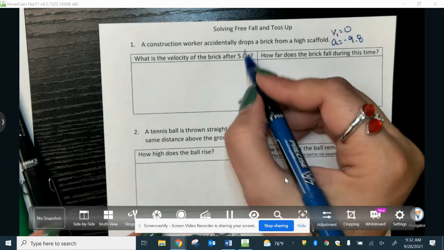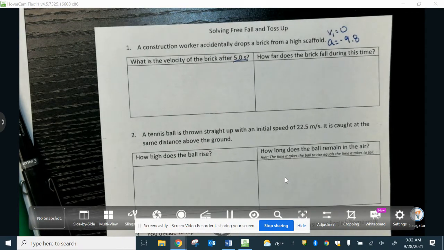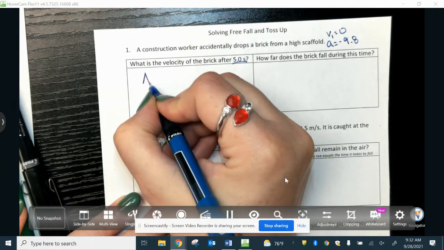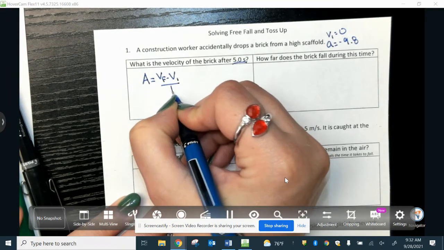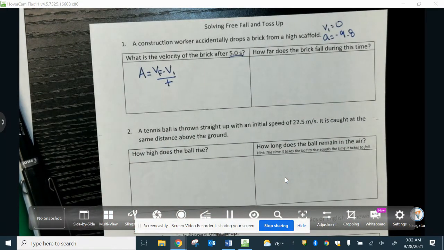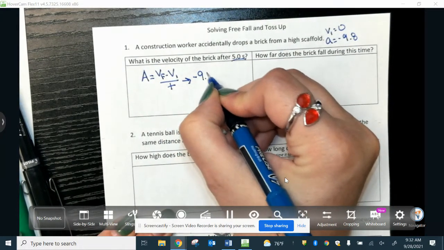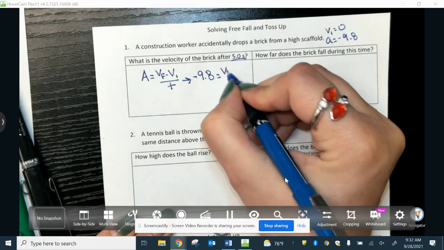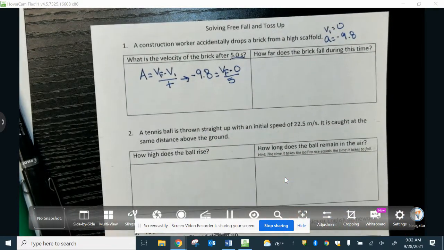And the first part of the problem gives me the time of 5 seconds. And it wants to know, at 5 seconds, what is the final velocity? So I'm going to use A equals VF minus VI over time. I'm going to plug everything in to look like that.